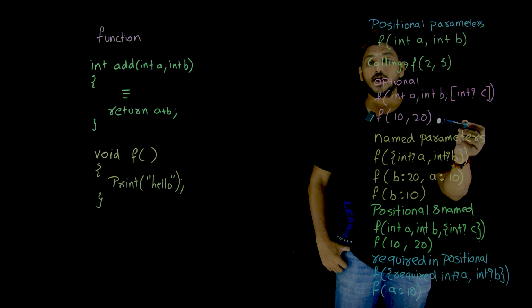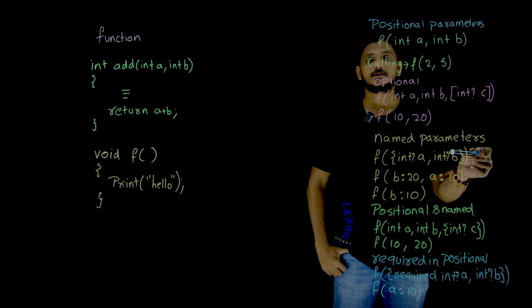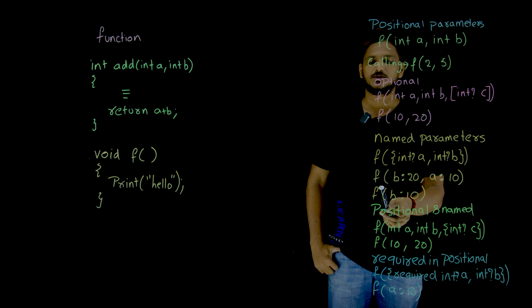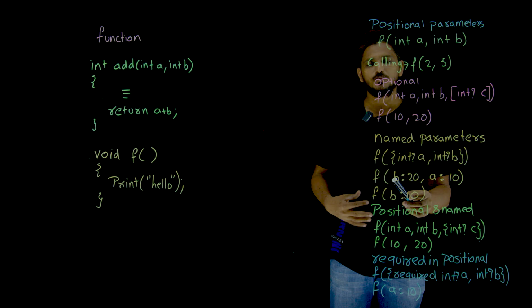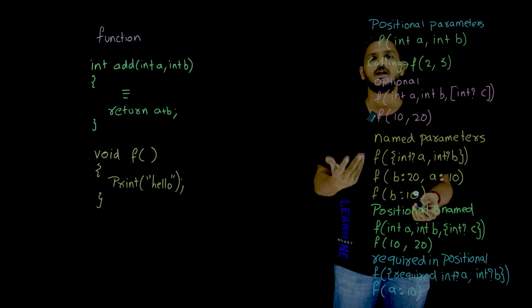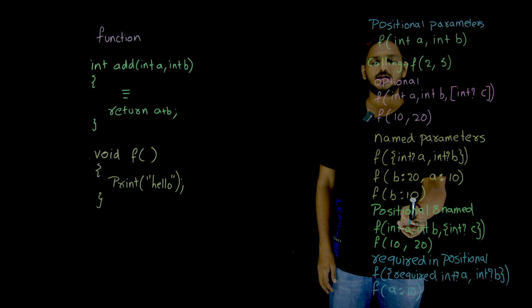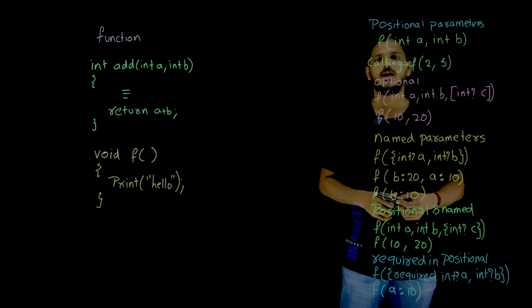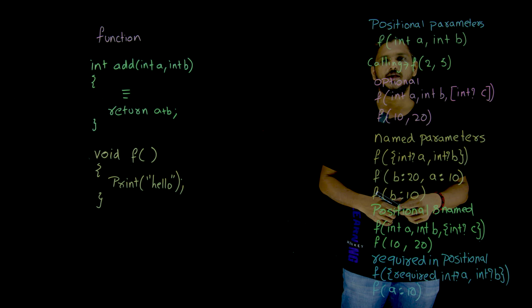By default, these named parameters are optional parameters. What does optional mean here? During the function call, you may pass the value or you may not pass the value. By default, they are going to take the null value. For f(b: 10), you passed only the b value. a is not passed, so by default it is going to take a null value. That is what optional means.